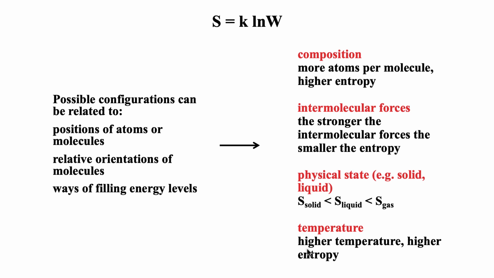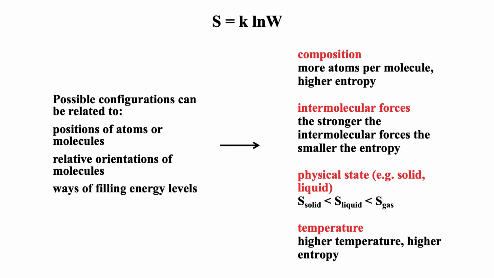And so in terms of composition, the more atoms per molecule, the more energy states you have, and hence the higher the entropy. In terms of intermolecular forces, the stronger the intermolecular forces, the fewer configurations and the lower the entropy. In terms of physical states, gases have more possible configurations than liquids, which have more possible configurations than solids. So gases tend to have higher entropy than liquids, which tend to have higher entropy than solids. For a specific compound, the gas will always have a higher entropy than the liquid, which will always have a higher entropy than the corresponding solid.